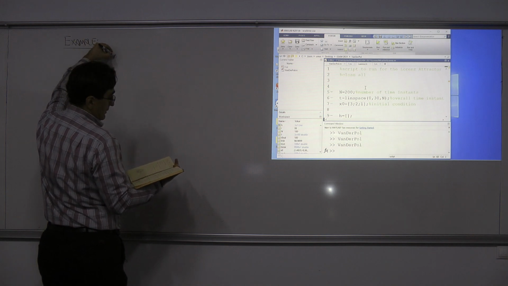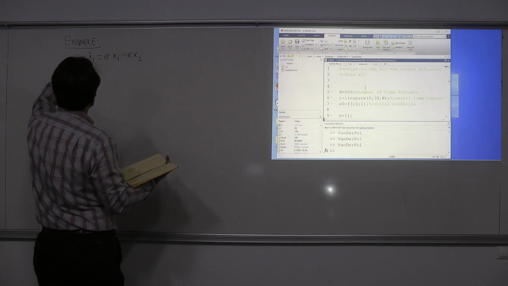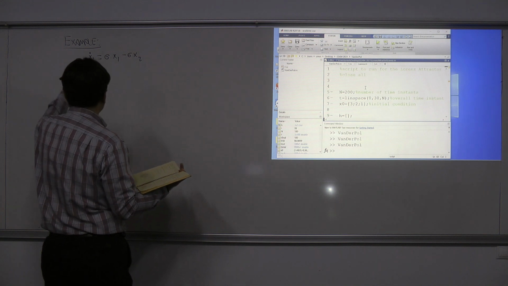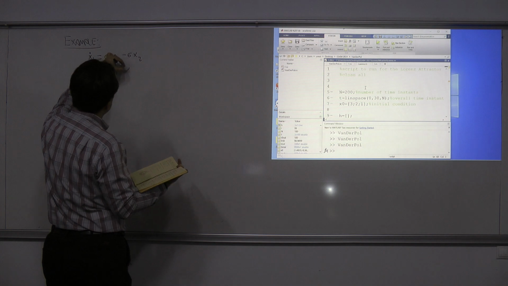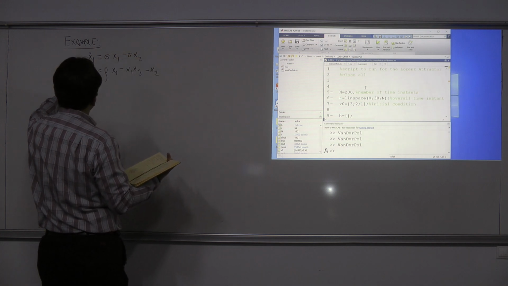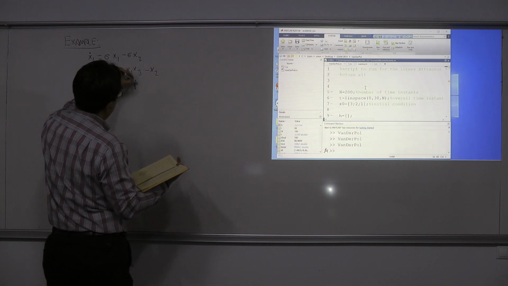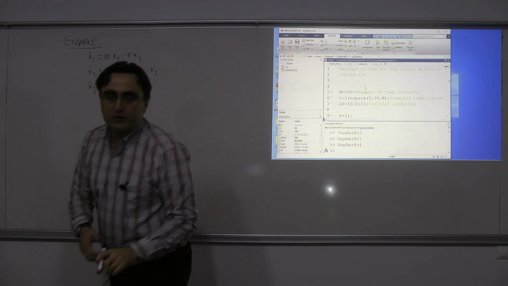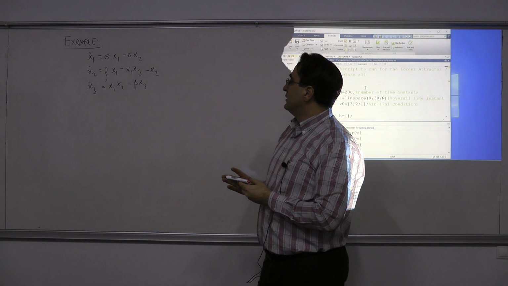So I have x1 dot equals sigma x2 minus sigma x1. x2 dot, as I told you, it is a three-dimensional system, and therefore it has three state variables: rho x1 minus x1 x3 minus x2. x3 dot is equal to x1 x2 minus beta x3. So these are the state equations of the three-dimensional Lorenz attractor.